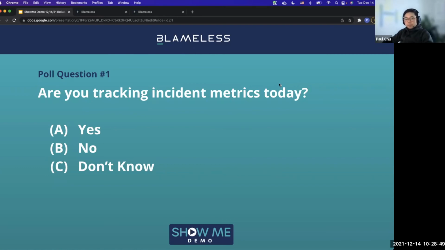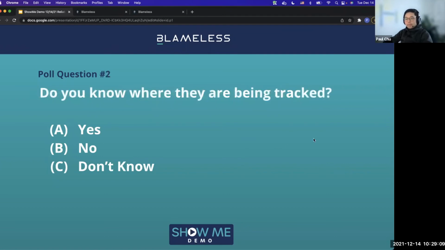Awesome. We have 75% of our attendees tracking incident metrics. Not surprising. And for those who are not, you're not alone. I think it was a good segue. It's definitely something that's difficult, right? So hopefully this was insightful, and I'm happy to have another conversation around this to help address some of those gaps for y'all.